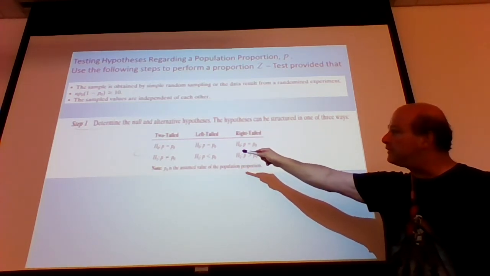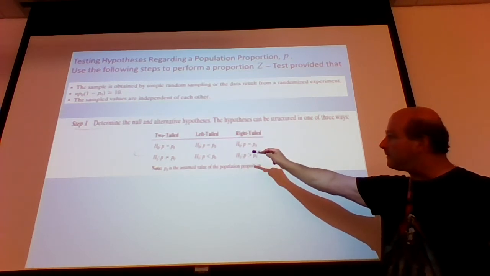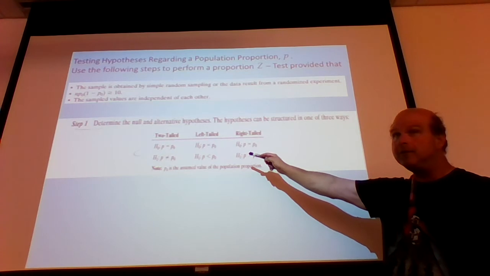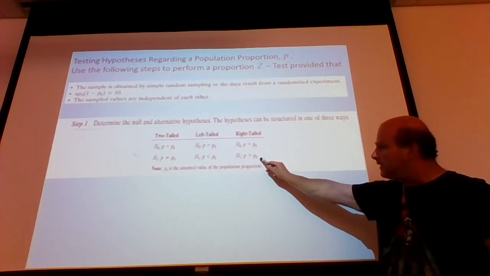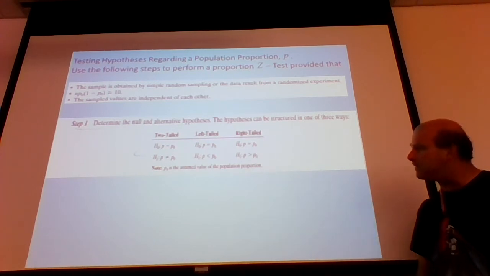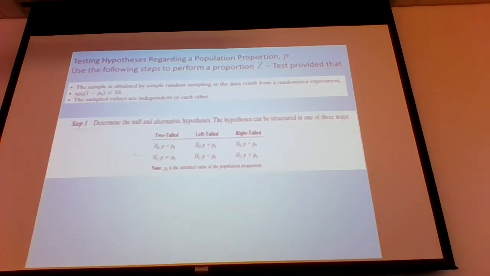Either it's going to be two-tailed, which means you're going to have a not equal to on the alternative. It's going to be left-tailed, that means you're going to have a less than. And then it's going to be right-tailed, it's going to be a what? Greater than. And p0 is the assumed value of the population proportion. That's another way of thinking about it. So that's your first step.